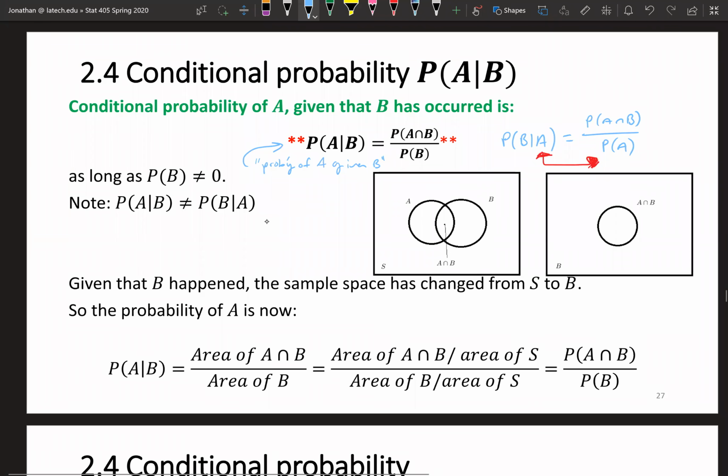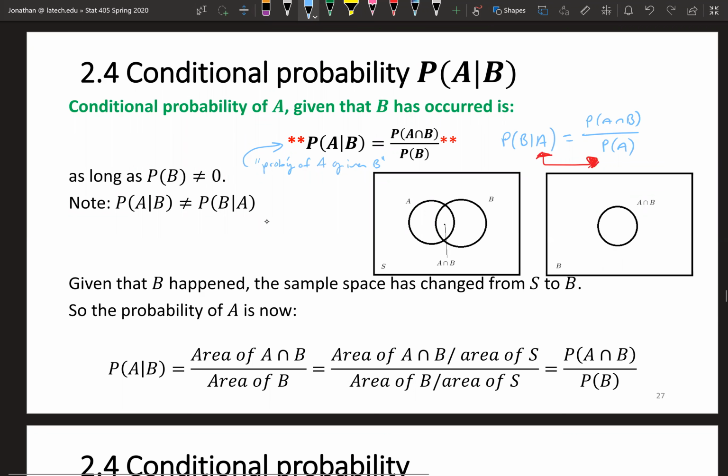So that's how we read that. As long as the probability of B is not 0, then we're good to go. So we can define this conditional probability as long as we don't have an impossible event. It doesn't make sense to say, okay, what's the probability of an event given that something else has already occurred, except it can never occur. So we don't consider B being the empty set.